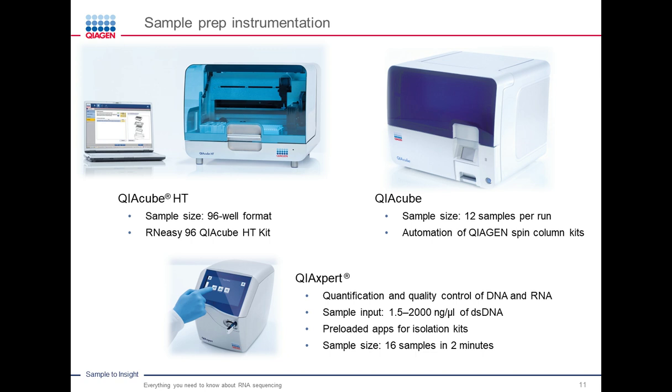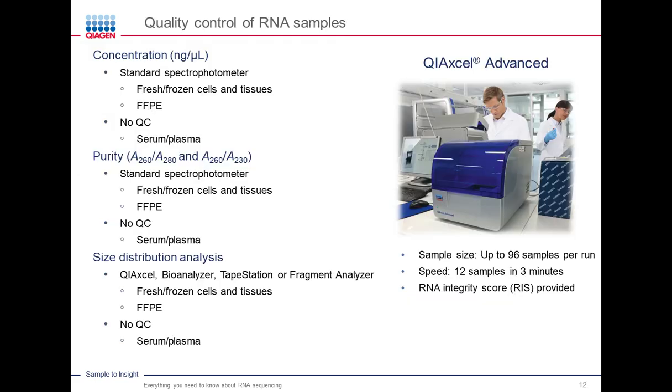For quantification and quality control of your DNA and RNA, there is the QIAxpert. The sample input range is from 1.5 to 2,000 nanograms per microliter of double-stranded DNA. Very nicely, there are preloaded apps for the specific isolation kits from QIAGEN. If you're using isolation kits that are not QIAGEN, of course you can still use the QIAxpert. Very nicely, too, you can assess 16 samples in only 2 minutes.